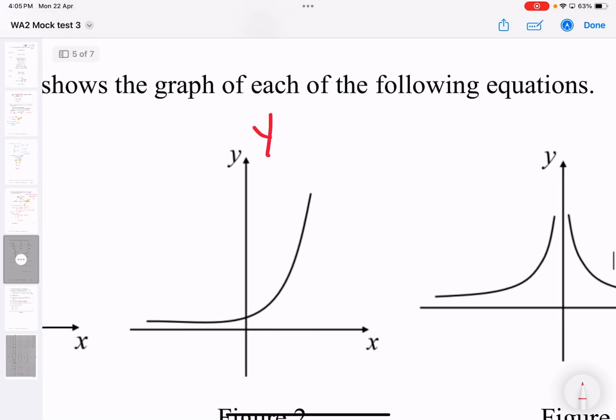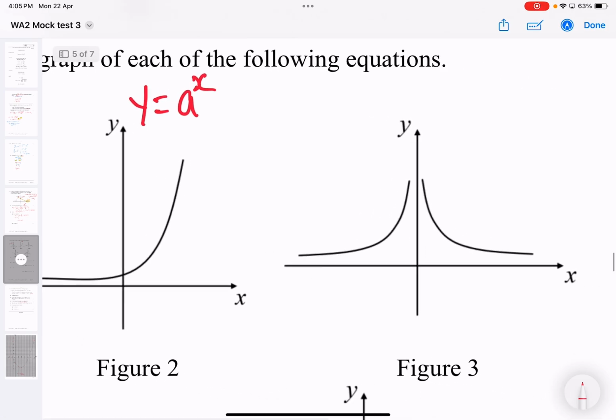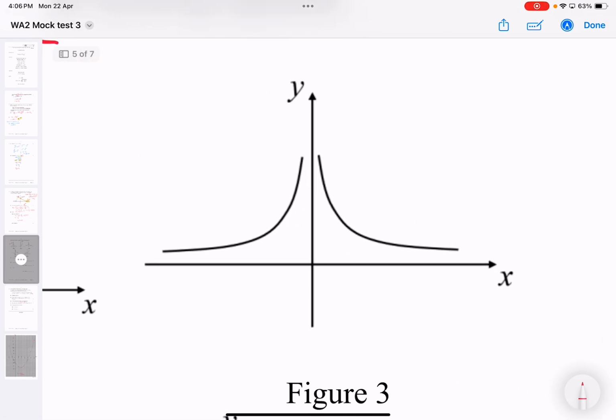Exponential graph. This is of the form y equals a to the power of x. Okay, so this is an exponential graph. It goes bigger and bigger and bigger. This is what we learn at logarithms. It's just the inverse of logarithms. Okay? Then what is the next one?